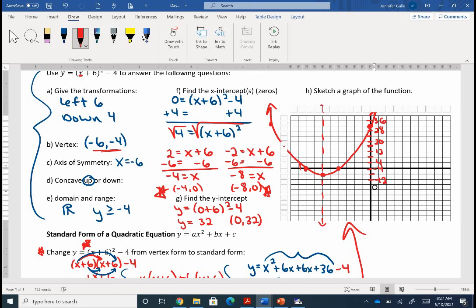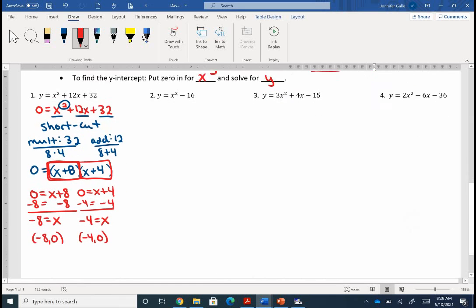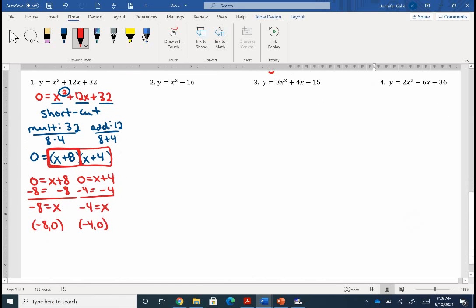And negative 4. I just want to show you that we're going to get the same graph. How we get there is just going to look a little different. All the pieces are going to be the same though. So we don't always start with that nice vertex form that we're used to. Sometimes we're going to have standard form. So we still have that same process.